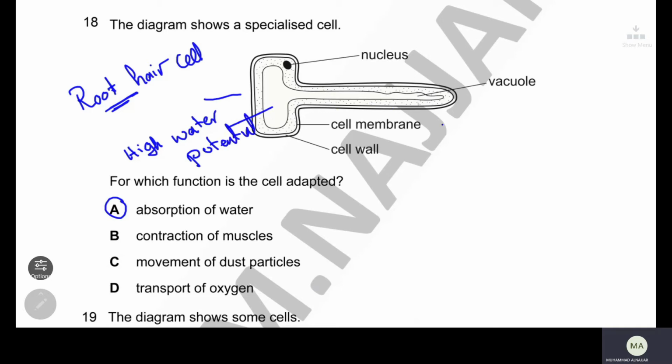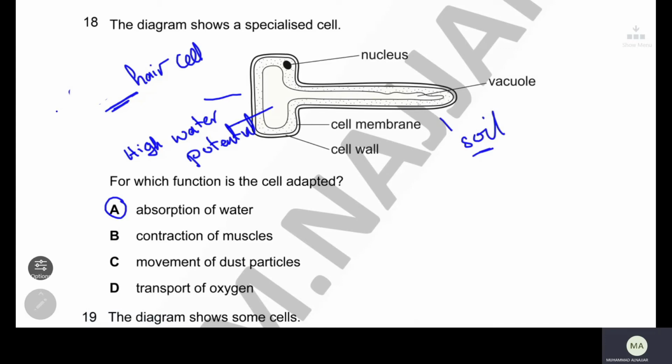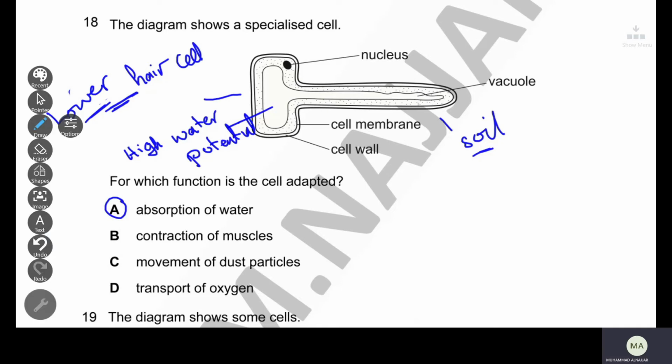While outside in the soil, there is, I'm sorry, totally opposite. It has lower water potential inside. There is lower water potential here. Why? Because it's a concentrated vacuole. So it should be lower water potential inside. Lower, I mixed it up.